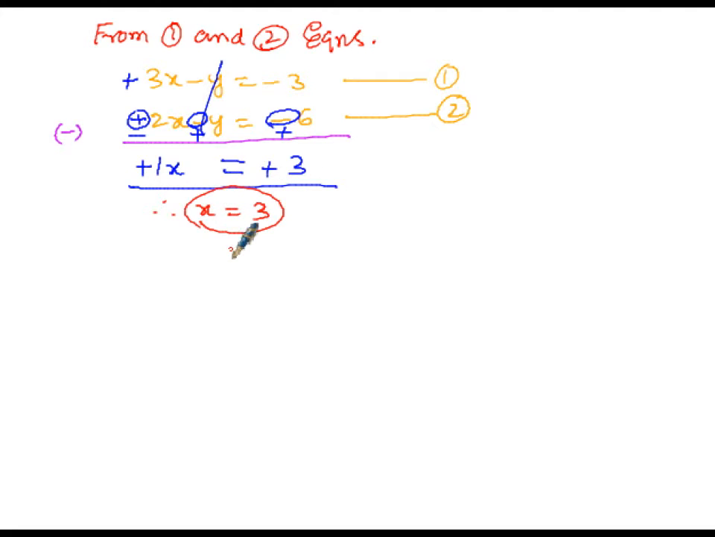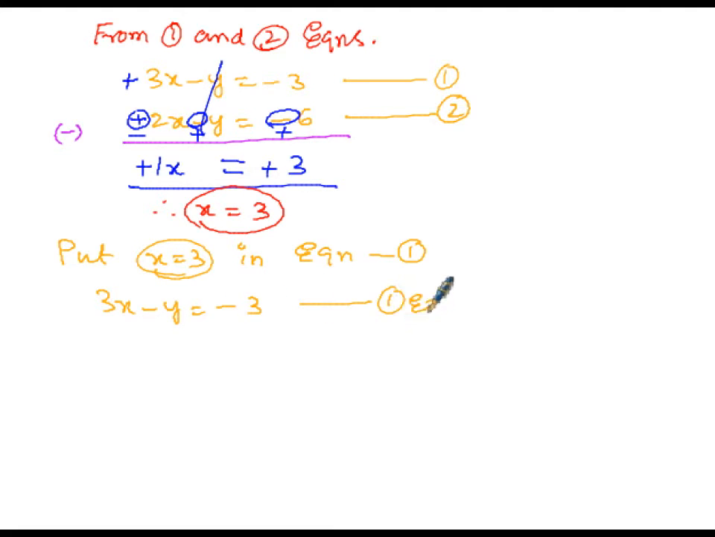So in order to get the value of y, put this x equals 3 in equation number 1. So equation number 1 is 3x minus y equals minus 3. This is our first equation. So here I want to replace x by 3. So 3 into x value, which is 3, minus y written as it is, that equals minus 3, also written as it is.